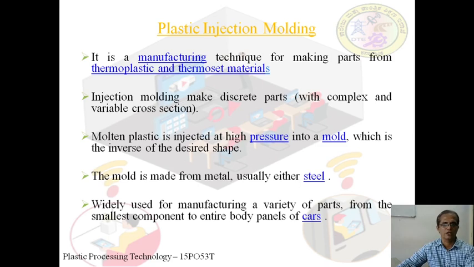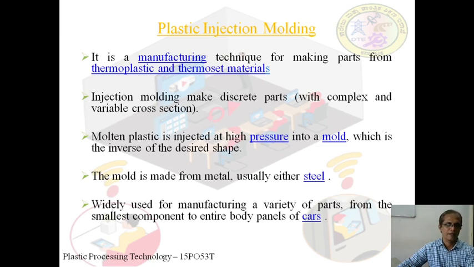What is the advantage of this process? We can manufacture simple to very complex types of products with variable cross sections at the lower cost. At the cheaper cost we can manufacture.